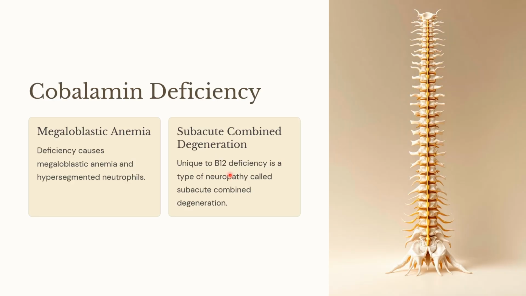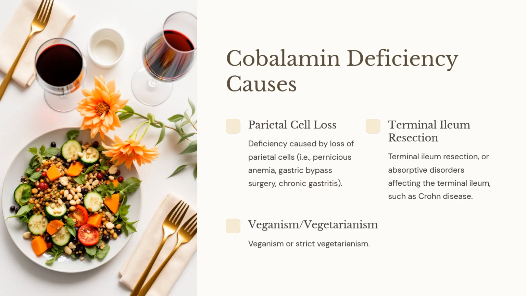Cobalamin, that is vitamin B12 deficiency, will also result in a megaloblastic anemia and hypersegmented neutrophils, similar to folic acid deficiency. In addition to it, in B12 deficiency, we can have subacute combined degeneration, where 2 or 3 tracts will be affected.